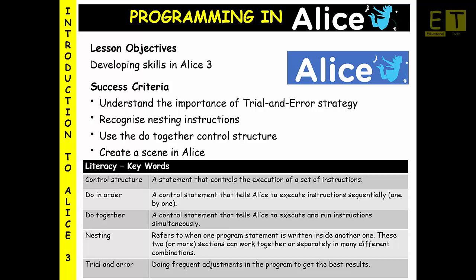So control structure is a statement that controls the execution of a set of instructions. Do in order, which we did in our last session, is a control statement that tells Alice to execute instructions sequentially, which means one by one. The do together is a control statement that tells Alice to execute and run instructions simultaneously. And this is our main focus of today's session.